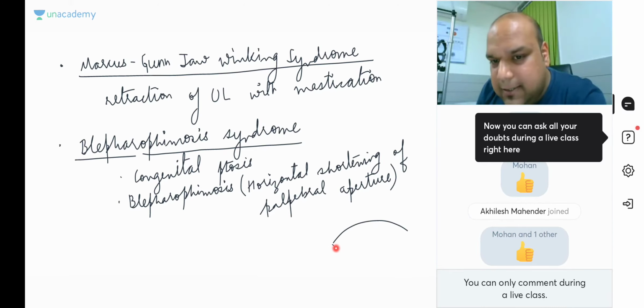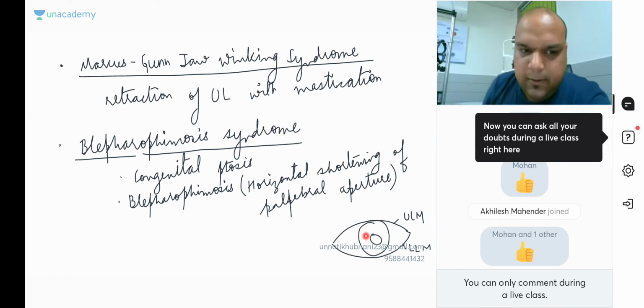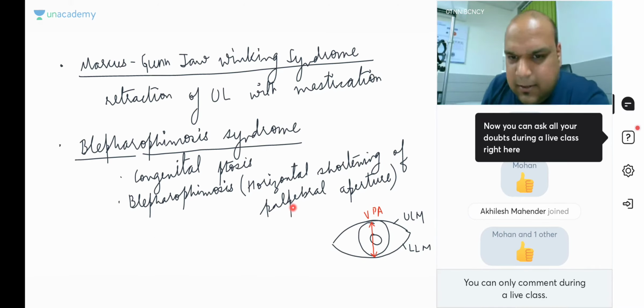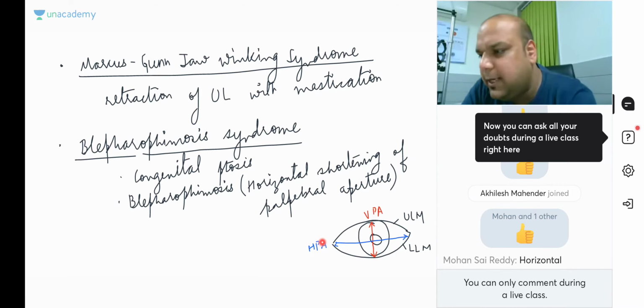If this is my upper eyelid and this is my lower eyelid, this is my upper lid margin, this is my lower lid margin. This is my cornea, iris, pupil. So this is my vertical palpebral aperture, but this is the horizontal palpebral aperture. There is shortening of horizontal palpebral aperture. Very good, Mohan.